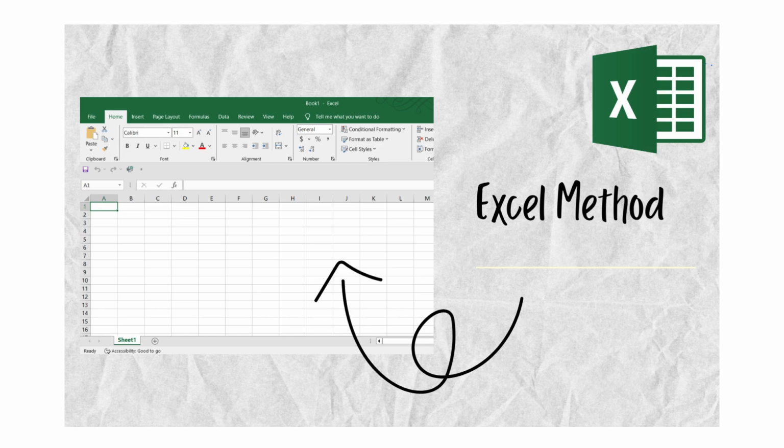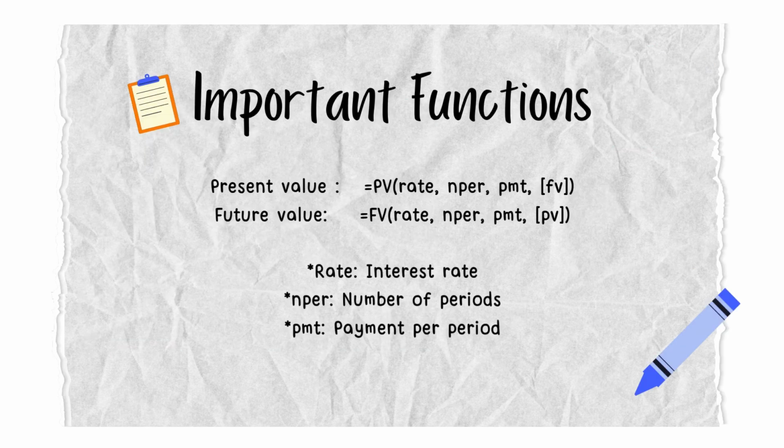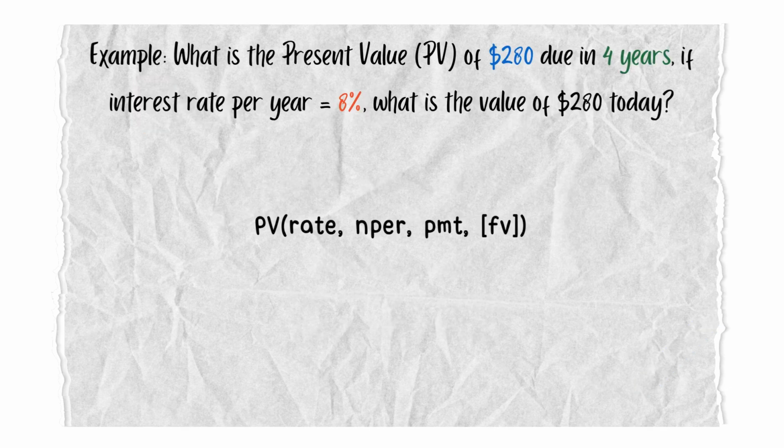Now, we will learn how to make use of Excel to calculate the present and future values. Here are the main inputs we will be using for Excel. The values required for each formula are the interest rate in percentage, number of periods in the time frame, and payment per period if there are any. Here's a previous example to illustrate it. As you can see here, the question is asking for present value, so we will make use of the PV formula. Let's give you a few seconds to try it out.